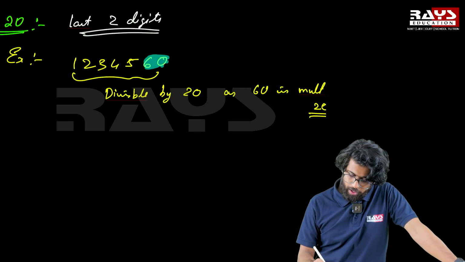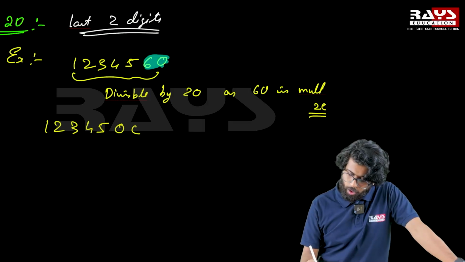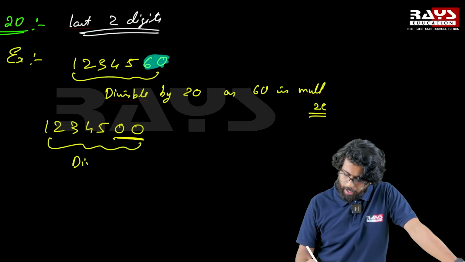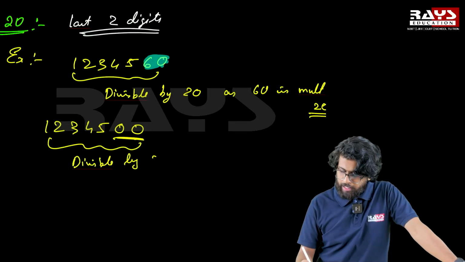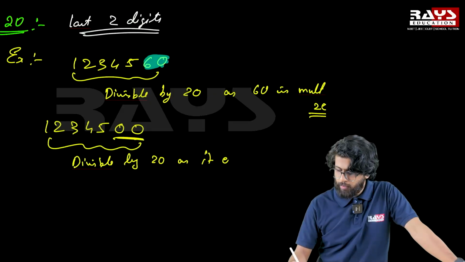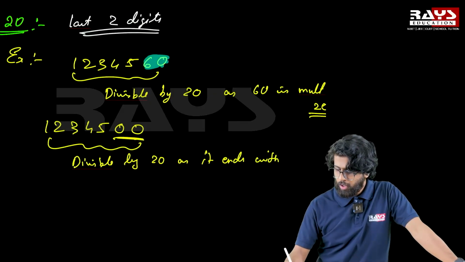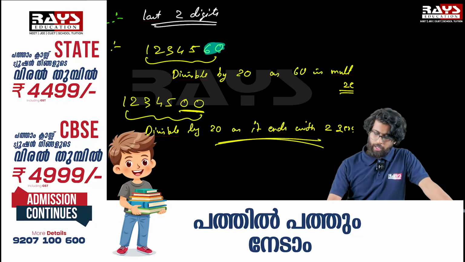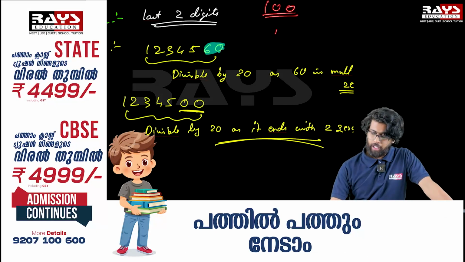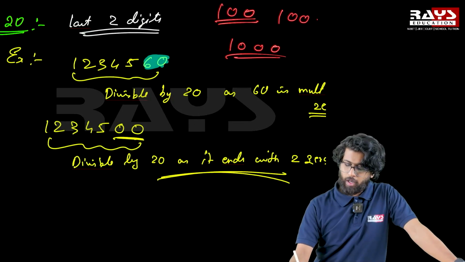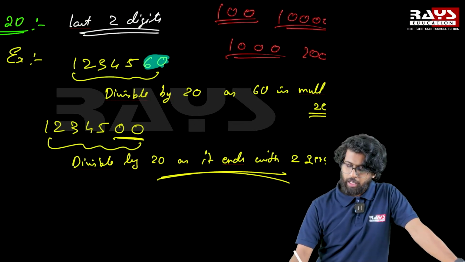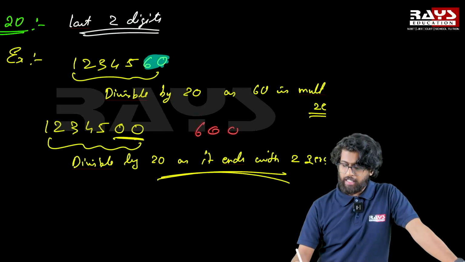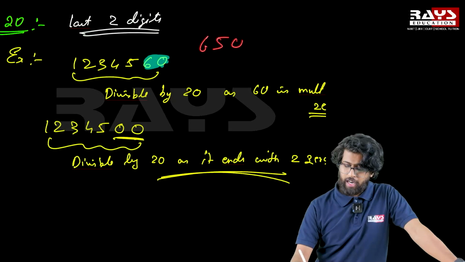Clear? Now what if we say 1, 2, 3, 4, 5, 0, 0? Last two numbers are 0. So this whole number is divisible by 20 as it ends with two zeros. Clear? So you can say 100 is divisible by 20, 1000 is divisible by 20, 10,000 is divisible by 20, 200, 300, 500, 600 are divisible by 20, 6,500 is divisible by 20.